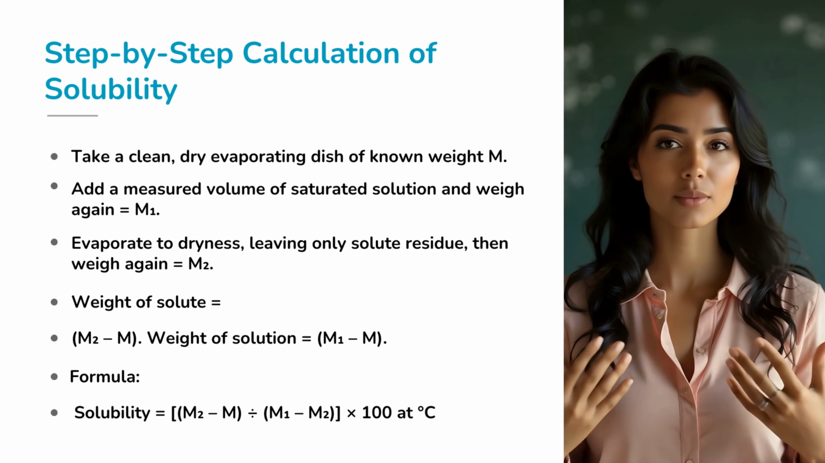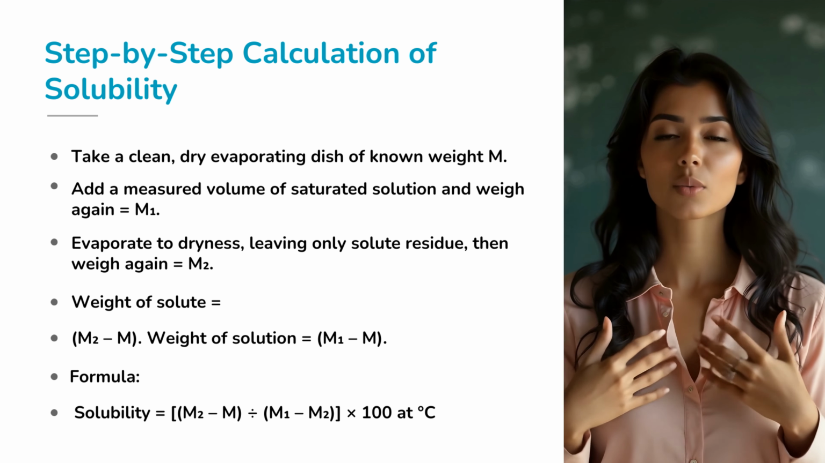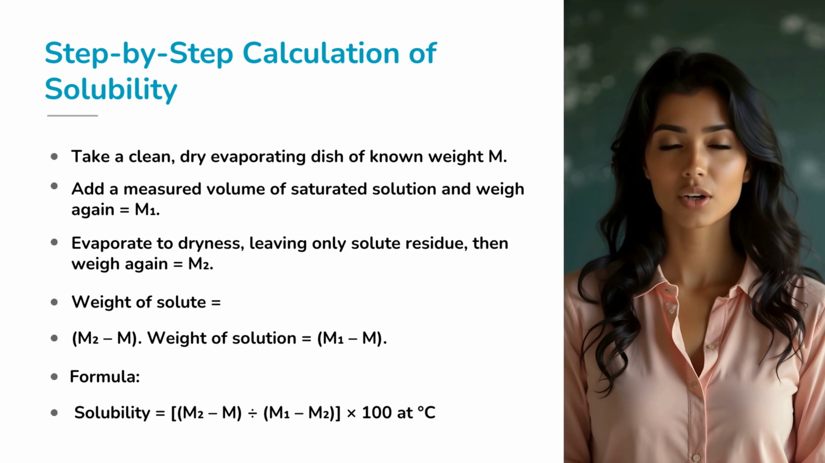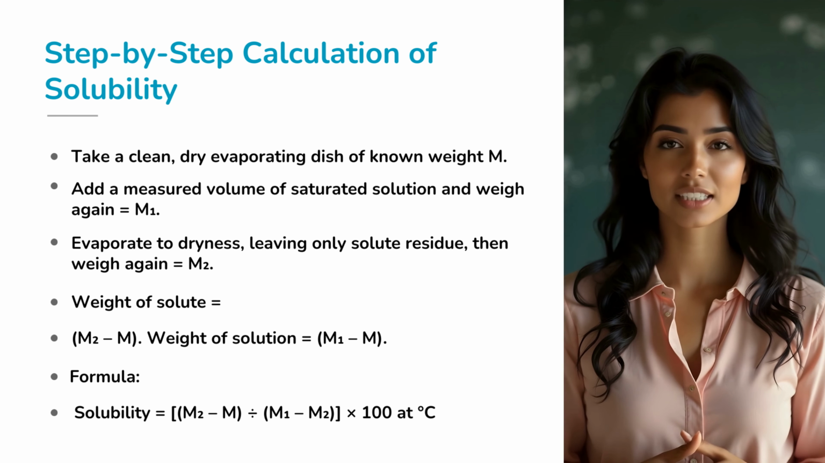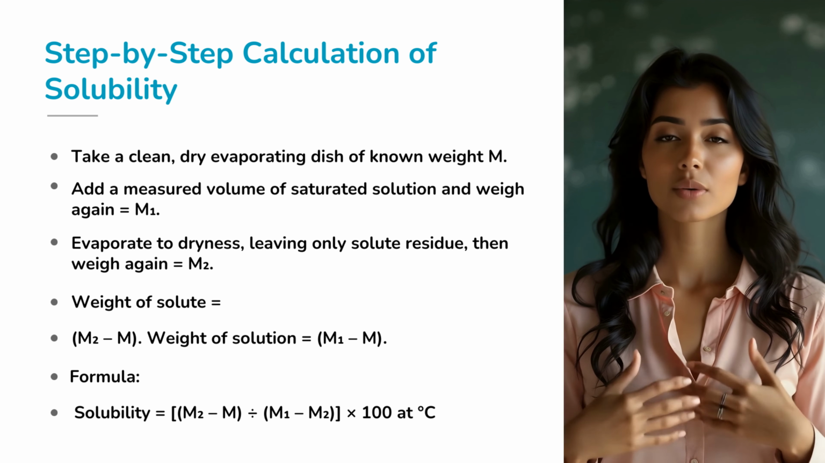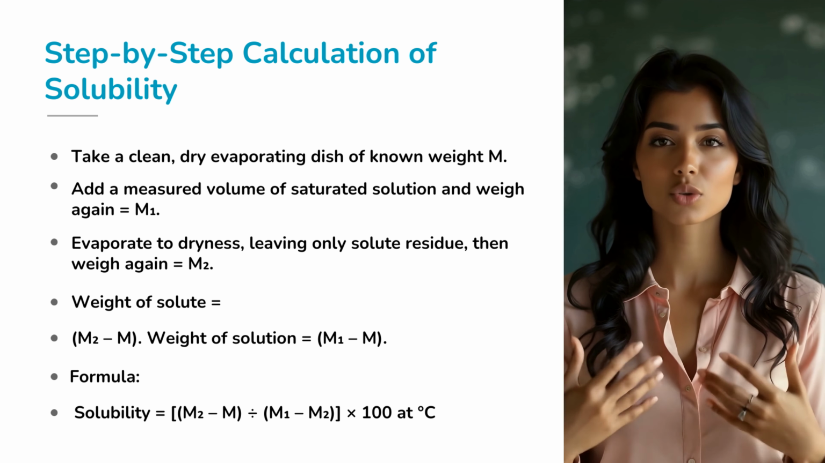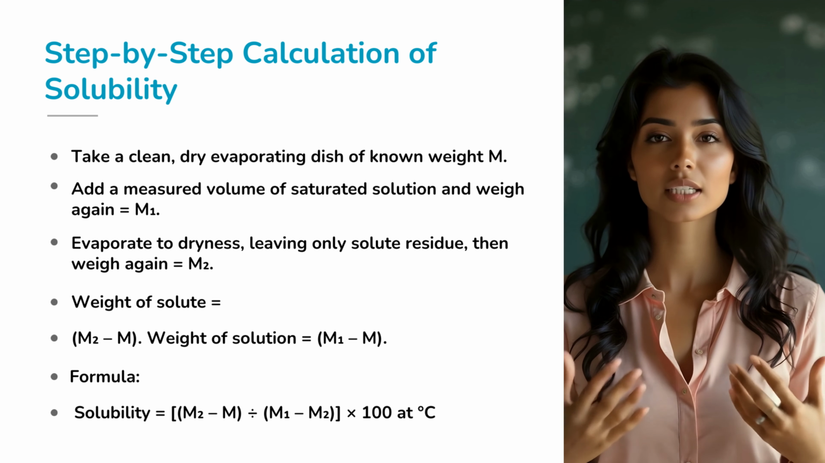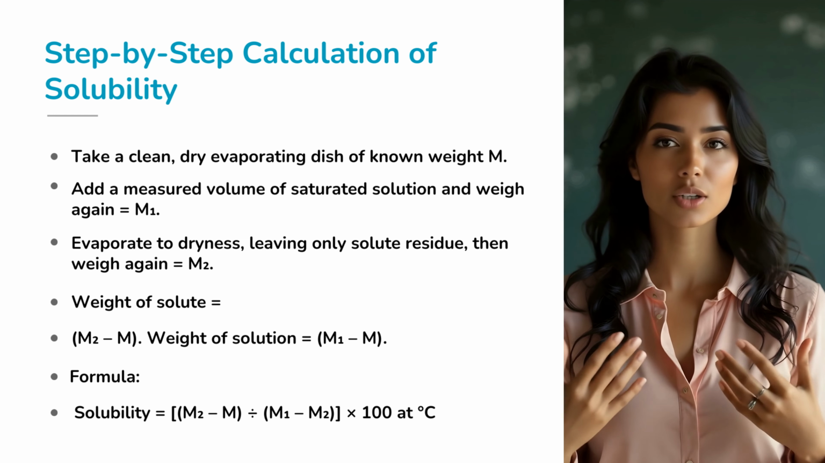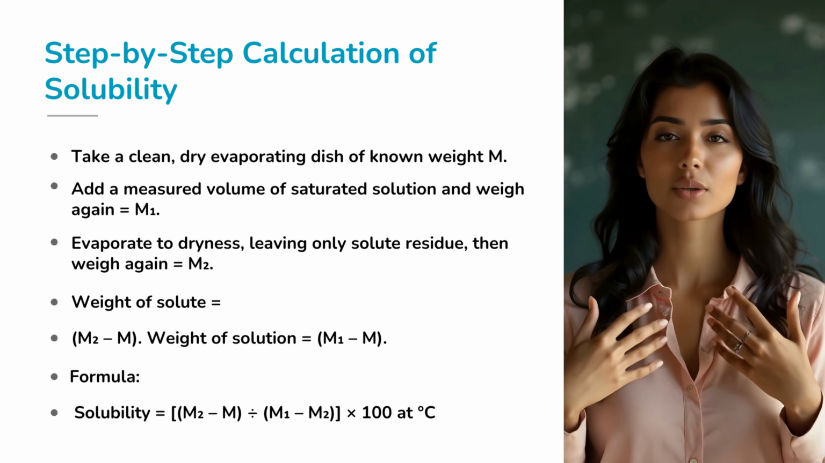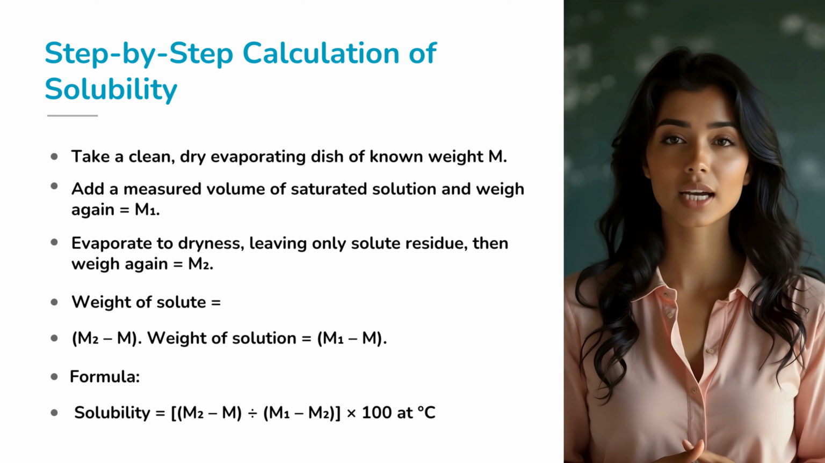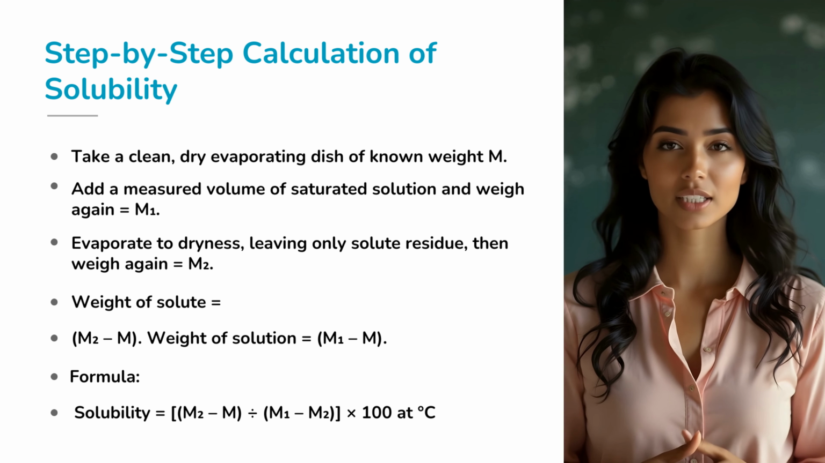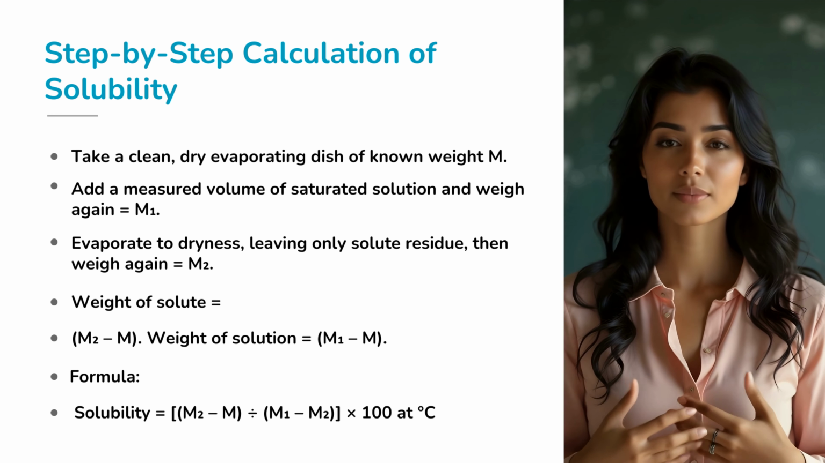This is capital M2. From these three weights, we calculate: weight of solute equals M2 minus M. Weight of solution equals M1 minus M. And the weight of solvent is simply the difference between the two, solution minus solute. Finally, we put it into the formula: solubility equals open bracket M2 minus M close bracket divided by open bracket M1 minus M2 close bracket multiplied by 100 at that particular temperature.